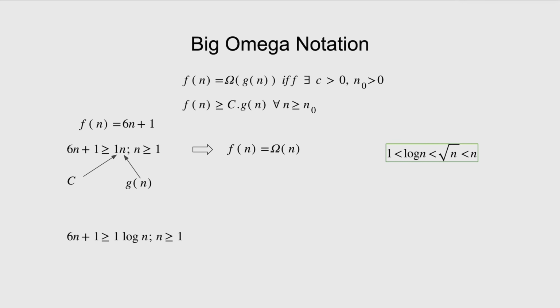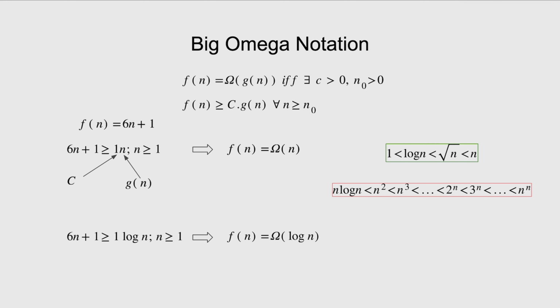So we can also write 6n plus 1 greater than or equal to 1 log n, and f(n) equals omega of log n. This is also true, but the upper bound terms are not true for this case.